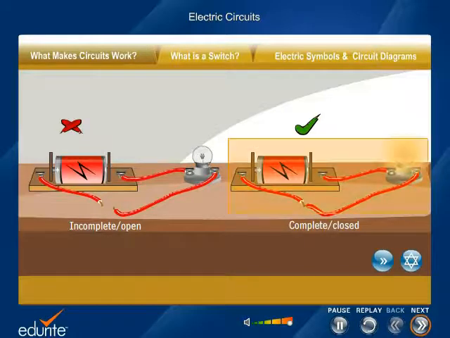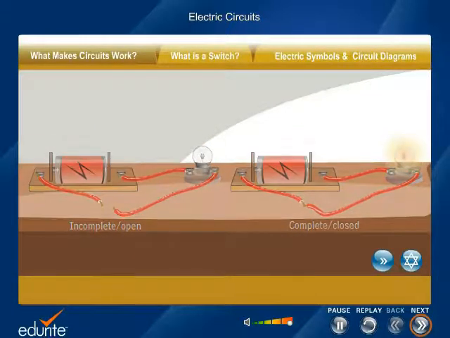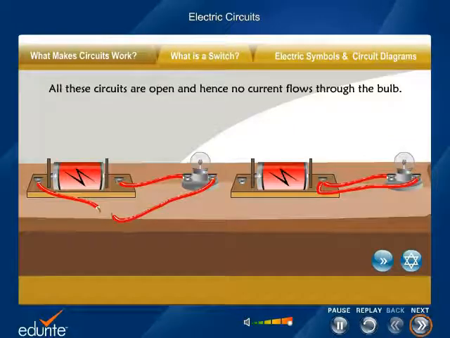This shows that the bulb will glow only if the circuit is complete or closed, thus providing a path for electricity to flow. And the bulb does not glow if the circuit is incomplete or open. All these circuits are open and hence no current flows through the bulb.